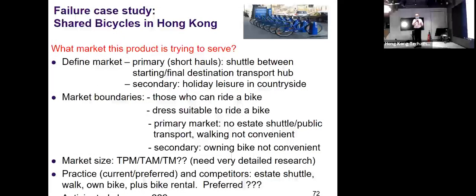What other markets? Primarily, it's between two places, for you to go to work or go to school. That's your time during a couple of holidays. Now, the market boundaries.